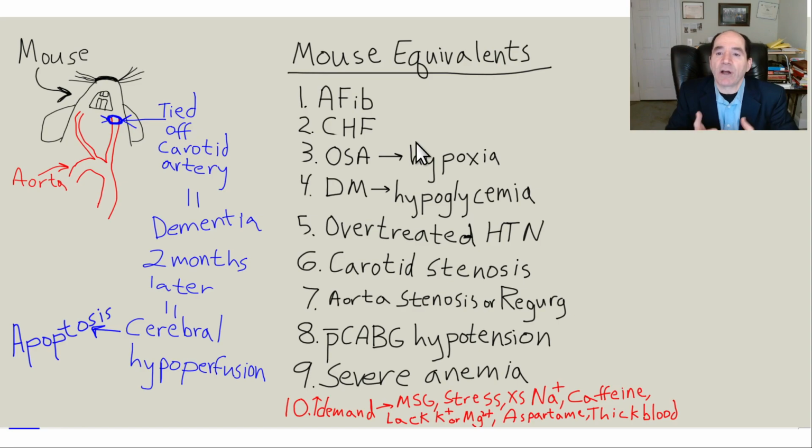Remember, that's the heart's job, to get blood to the top of the brain. So if you can't pump well, you can't do it. AFib, you don't fill the heart well, can't do it. Obstructive sleep apnea just means you're not breathing enough at night and you get hypoxic up there in your brain. Diabetes, they'll often give themselves too much insulin and they'll drop their sugar at night, and hypoglycemia can also cause you to lose brain cells.